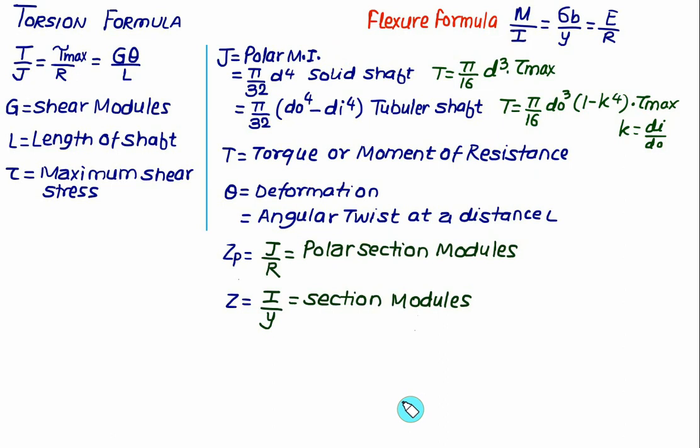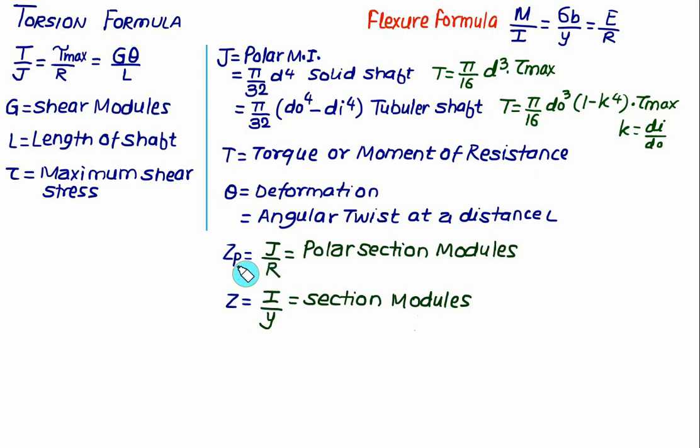In bending we have introduced the term called section modulus, and section modulus is defined as the moment of inertia or the second moment of area divided by the distance y, which is represented by Z. Similar to this, we can define here the polar section modulus, which is represented by Zp, equal to the polar moment of inertia divided by the radius r.